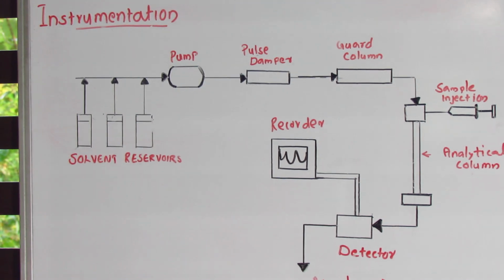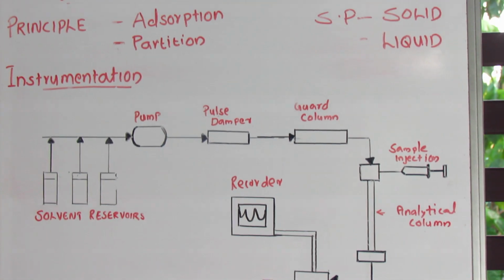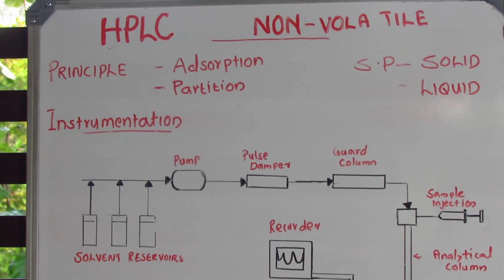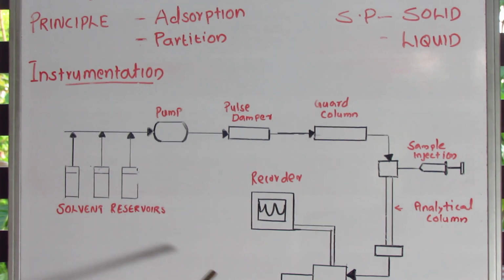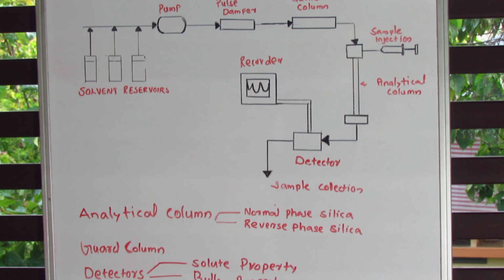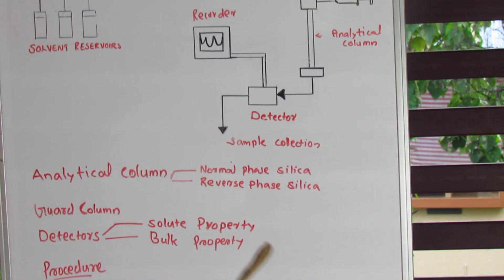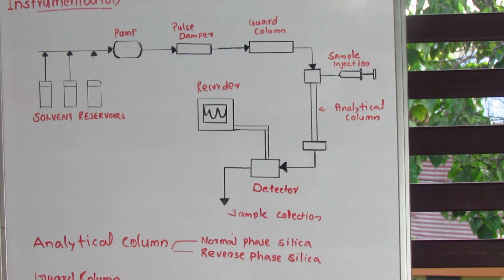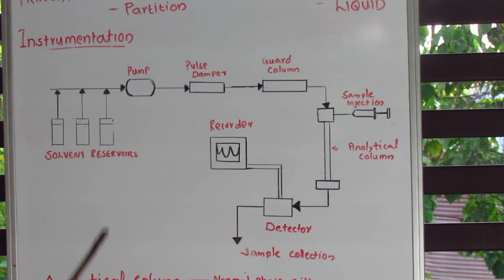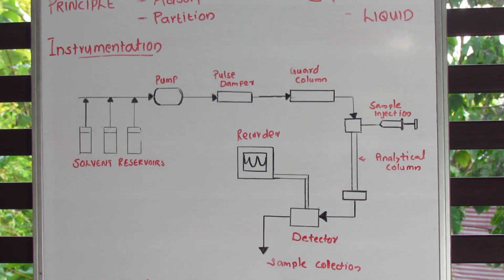Then the components are carried along the column at different rates due to differential distribution between stationary phase and mobile phase. And the last step is the elution. Elution we already discussed in column chromatography. The adsorbed particles can be dissolved by the addition of a suitable amount of solvent; that is elution. Here also the adsorbed components come out from the column by the method of elution.